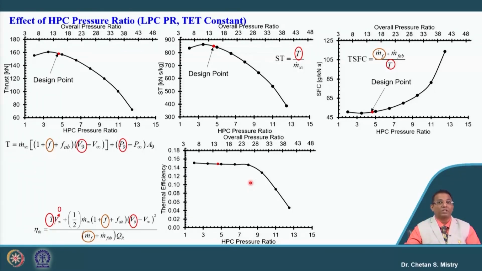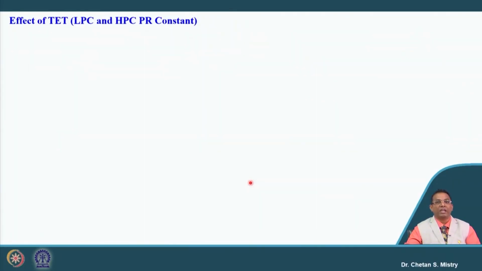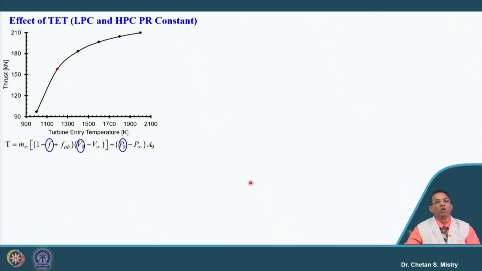Let us try to look at what is happening with my turbine entry temperature. Here, for the effect of turbine entry temperature, we keep our overall pressure ratio, or LP compressor and HP compressor pressure ratios, constant. If we look at it, by increasing the turbine entry temperature, we are increasing our thrust. The reason is that the increase of turbine entry temperature has an impact on my exit velocity as well as on my exit pressure, which come out higher, leading to an increase in thrust.